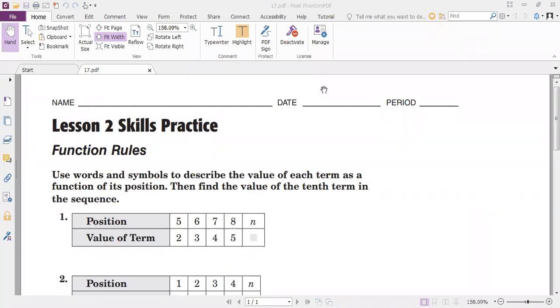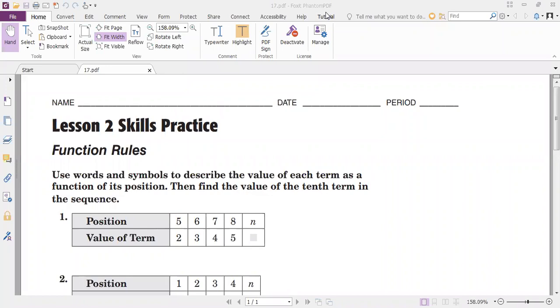Today we'll complete our lesson, the function rule, okay? We need to talk in the first example about how we can find the rule, how we can find the nth term, and how we can find the 10th term. For example, if I have a table like this one, he said, read the question. Ammar, read the question.